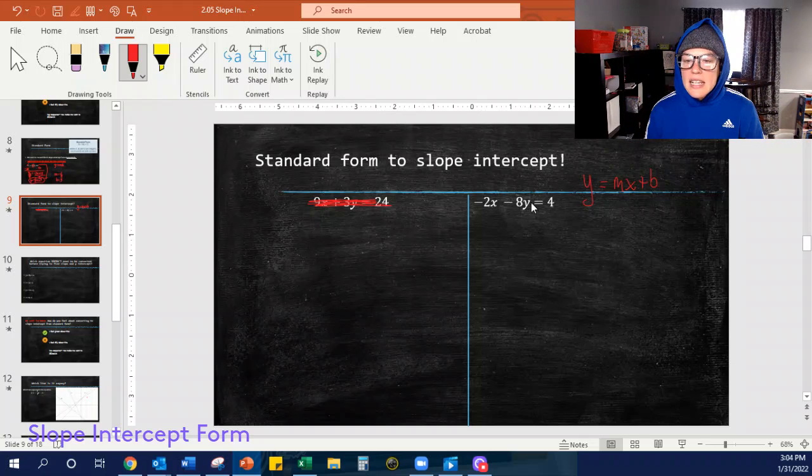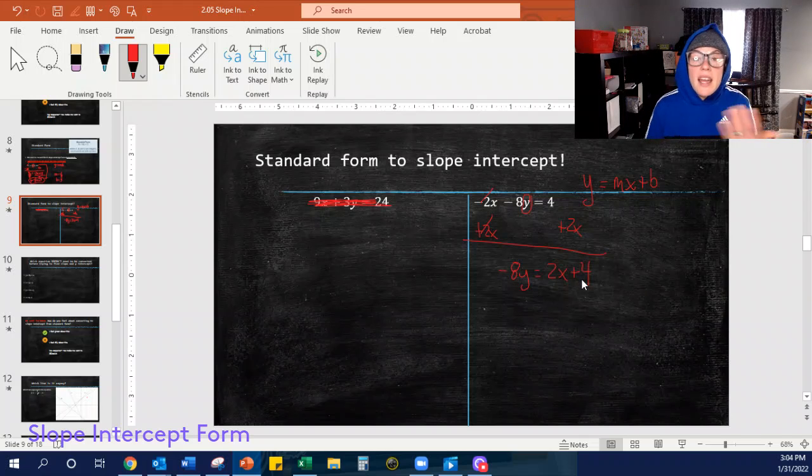Okay, I need to get y by itself. I can't do anything with that negative 8y until I get rid of the negative 2x. I do that by inverse operations, doing the opposite of what it tells me to do. So I'm going to add 2x. Whatever I do to one side, I have to do to the other. Negative 2x plus 2x goes away because it's just 0, and we're left with negative 8y equals 2x plus 4.